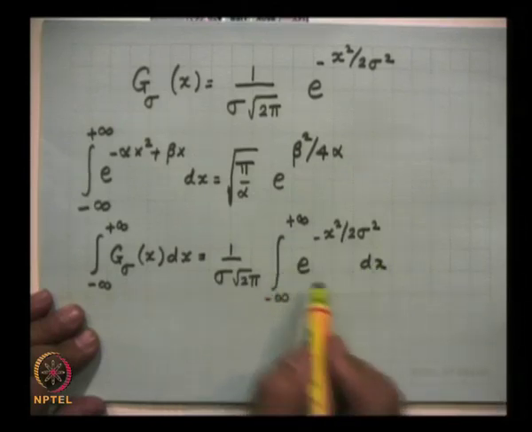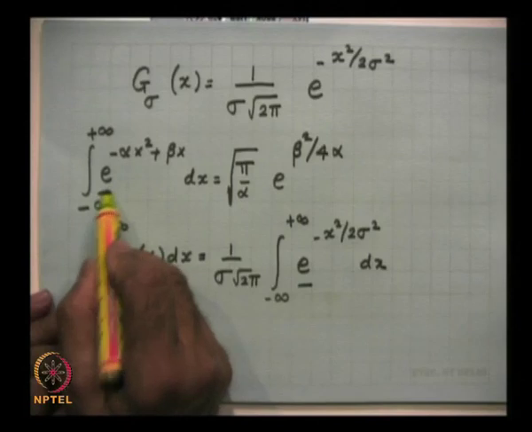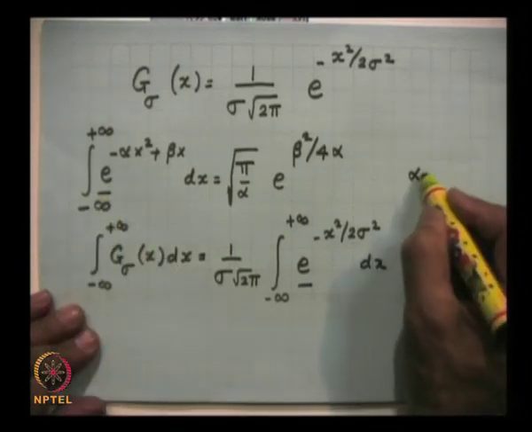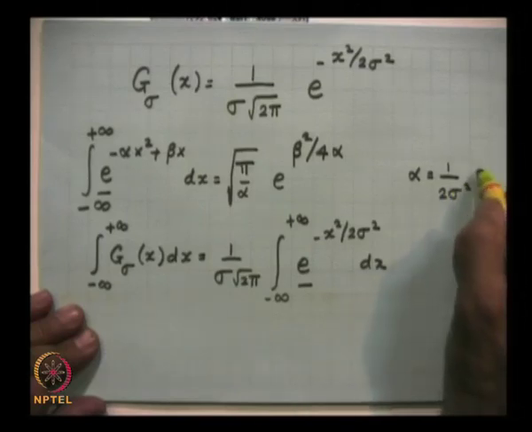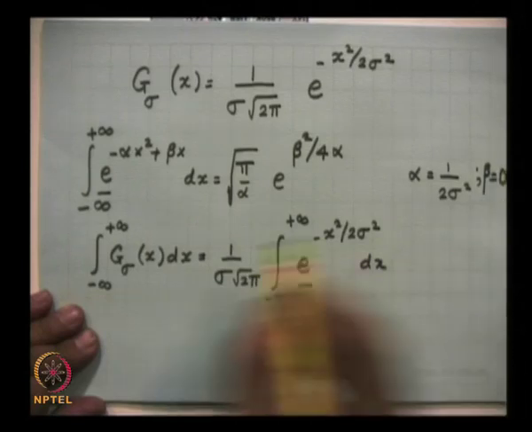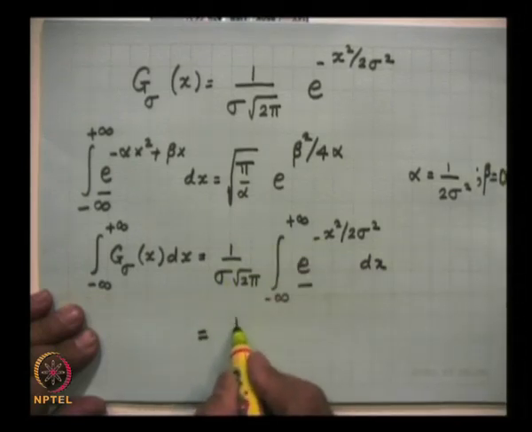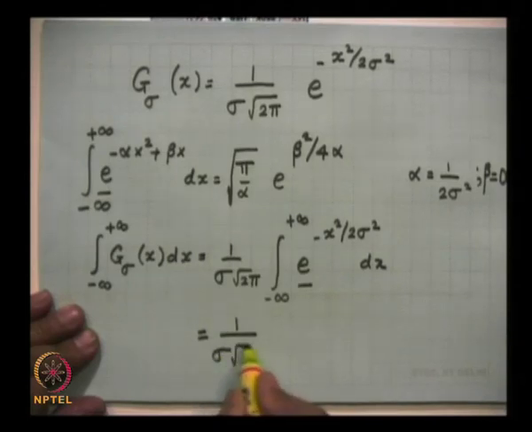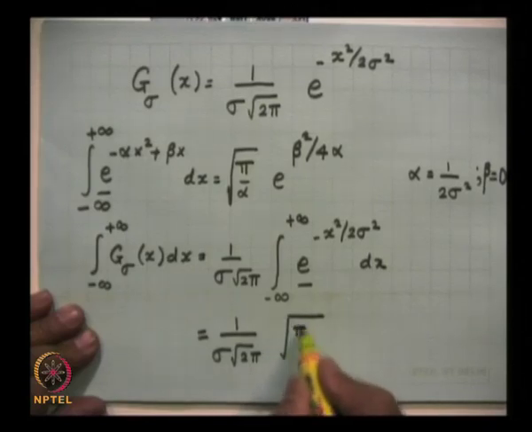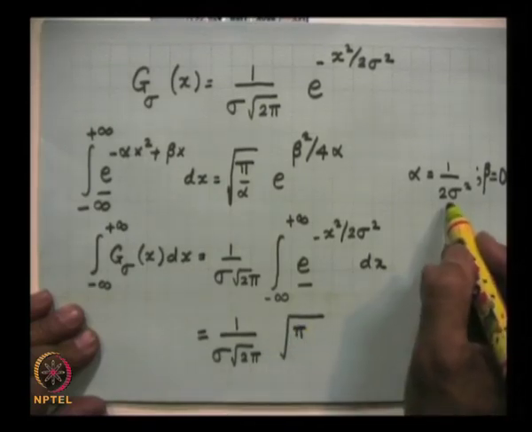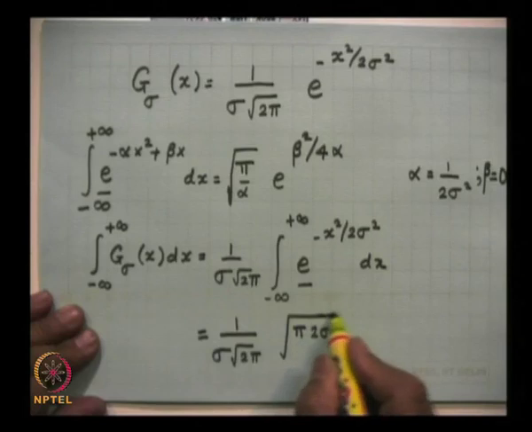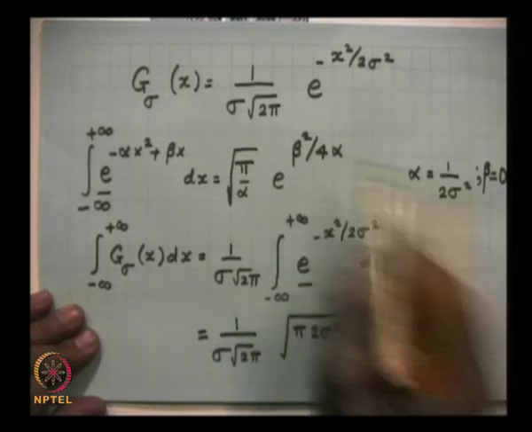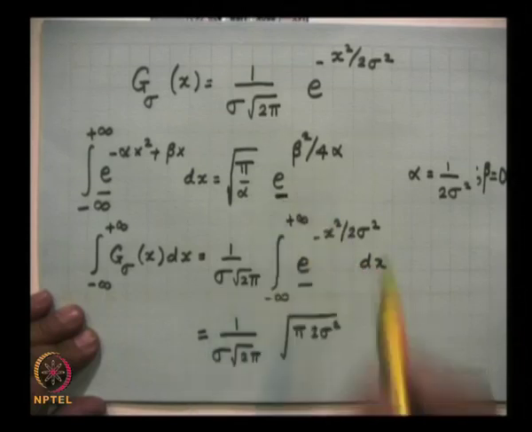If I compare this integrand with this integrand, we find that alpha is equal to 1 over 2 sigma square and beta is 0. So, therefore, the integral will be 1 over sigma under root of 2 pi, times under root of pi divided by alpha. So, 1 over alpha is 2 sigma square, and then e to the power of beta square, beta is 0. So, this factor becomes 1.